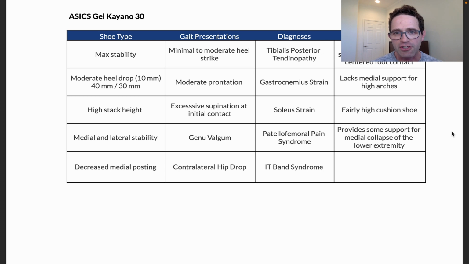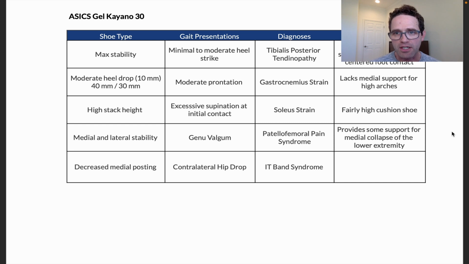And then also a gastrocnemius strain, soleus strain, because you do have a fairly higher heel drop, and that's going to offload the pressure on those gastrocnemius and soleus muscles. And then also the control along with the heel drop as well is going to be suitable for patellofemoral pain syndrome and IT band syndrome.